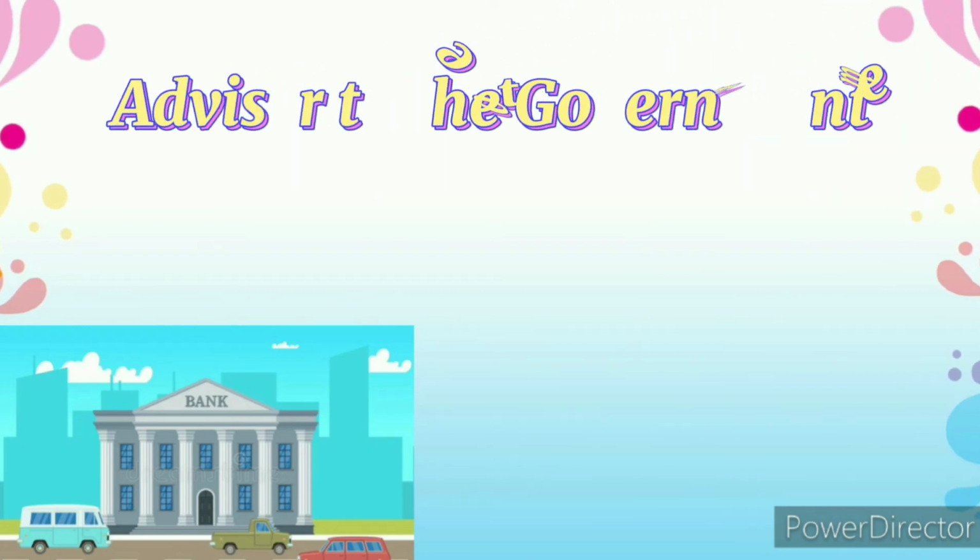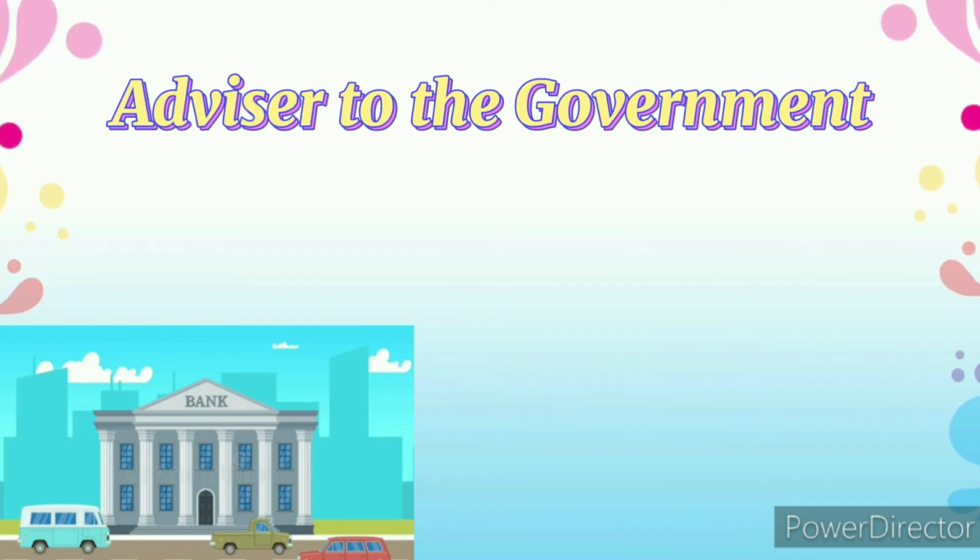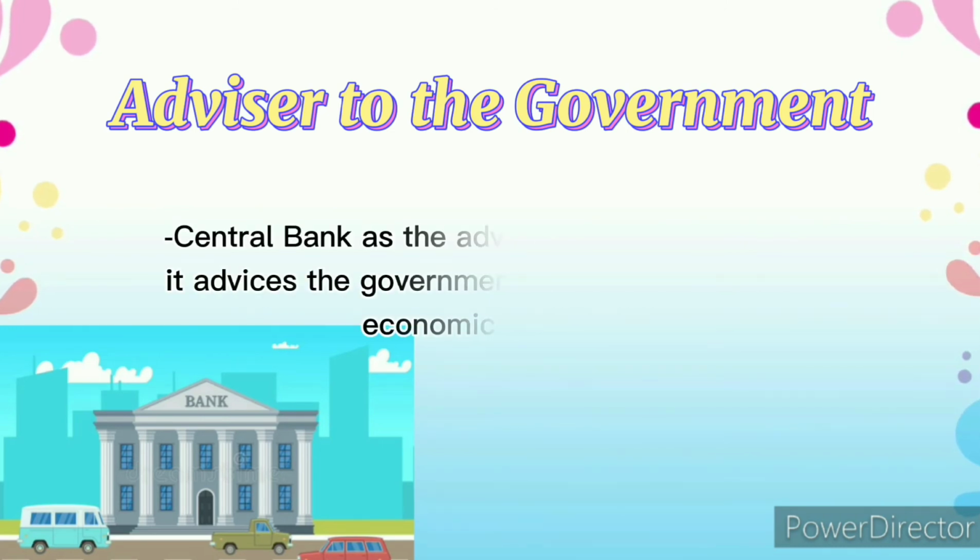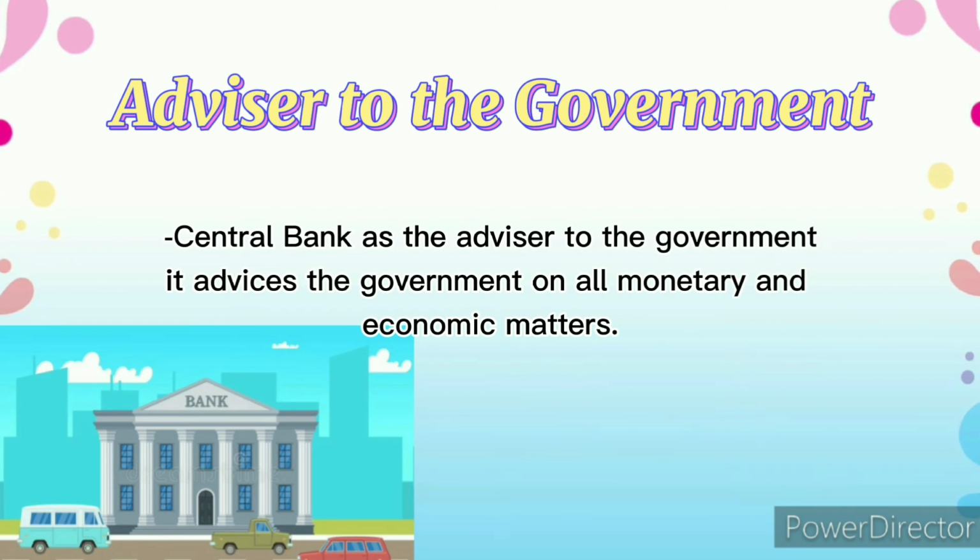The second function of the central bank is being the advisor to the government. As an advisor to the government, it advises the government on all monetary and economic matters. Just like individuals, governments may also need to borrow money at some point. The main source of income of the government comes from people's taxes. When revenue collections are not enough, it may have to look elsewhere to get money to finance its operations, to fund economic activities, to spend at times of crisis or emergency, and also to pay for maturing obligations.